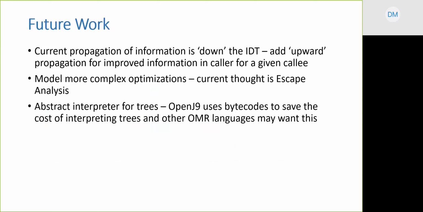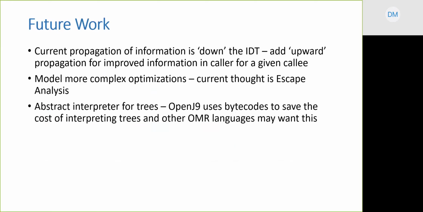A lot of the information propagation that I was describing is downward information propagation, so I know something in the caller, I wish to use it in the callee. That's certainly valid, but upward propagation is something that's currently missing and is one of the main things we'd like to explore in another master's. We'd also like to try and model some more complex optimizations. The main one that we have in mind at the moment is escape analysis, because that can have a huge impact on how you choose to inline various things, and we'd like to try and see if we could figure out how to model that.